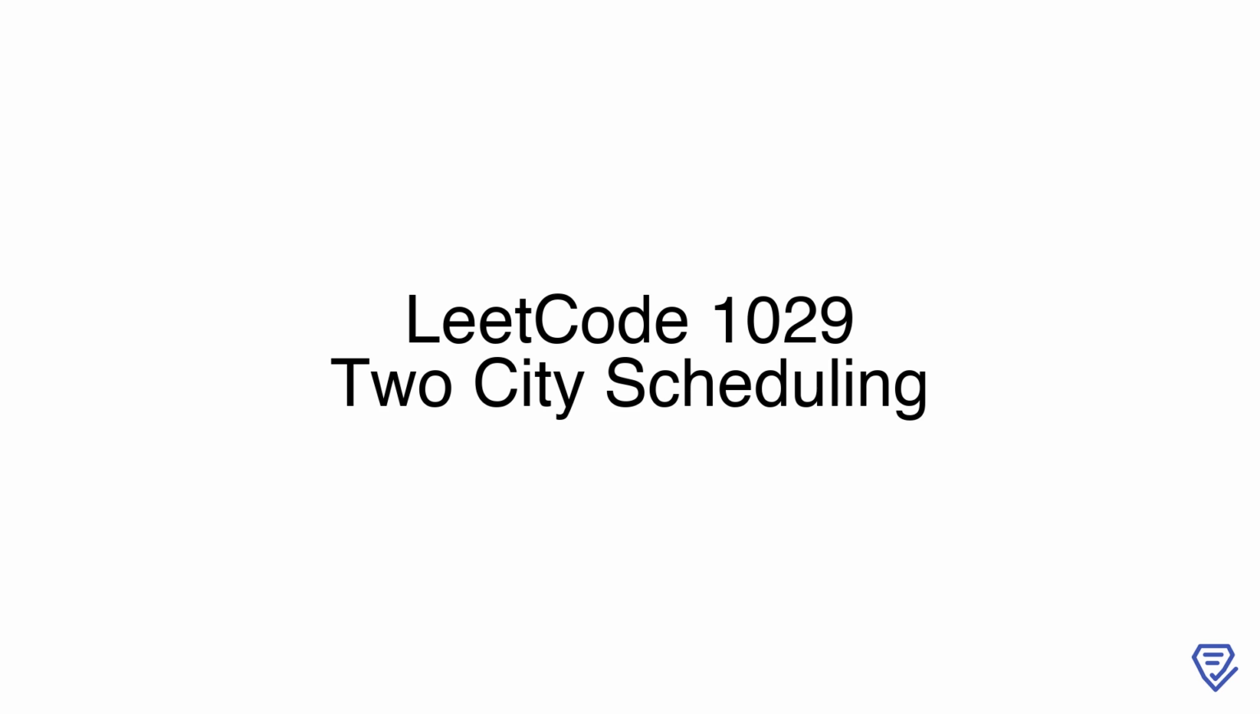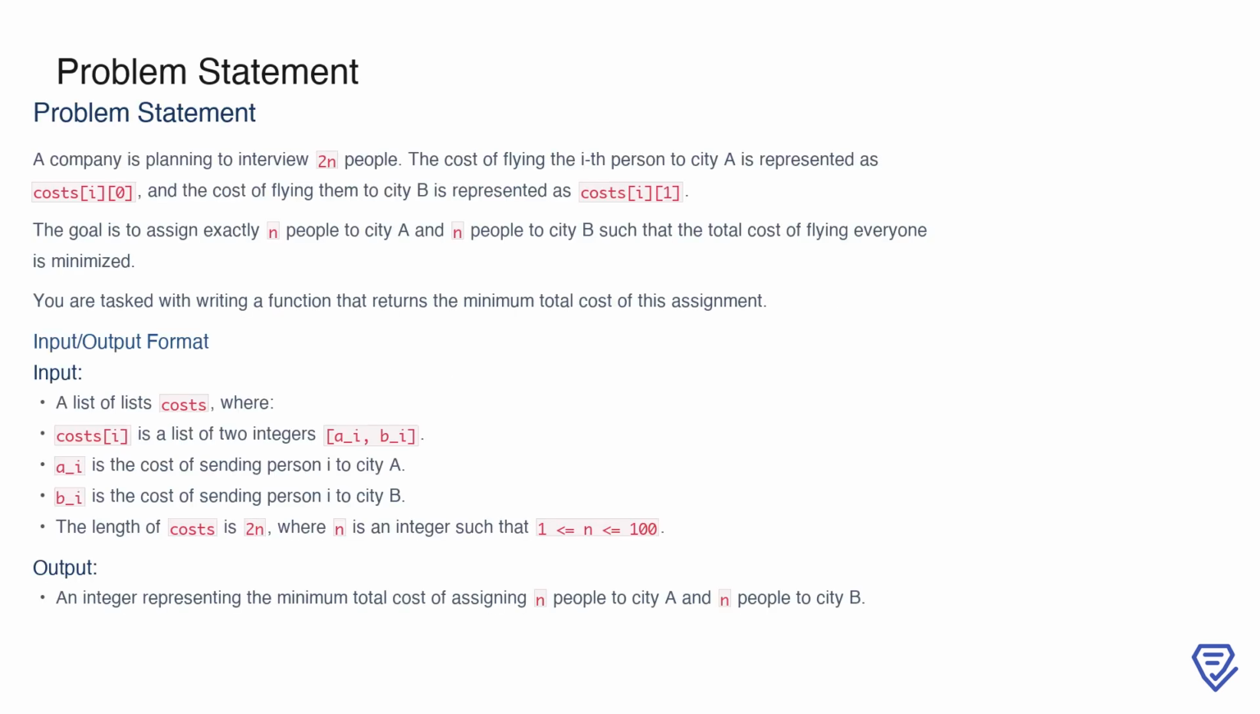Ready? Let's get started. This problem involves a company that needs to fly exactly 2n people to two different cities, A and B. For each person, the cost of flying them to city A is given as costs[i][0], and the cost of flying them to city B is given as costs[i][1]. The challenge is to assign exactly n people to city A and n people to city B while minimizing the total cost of all flights.